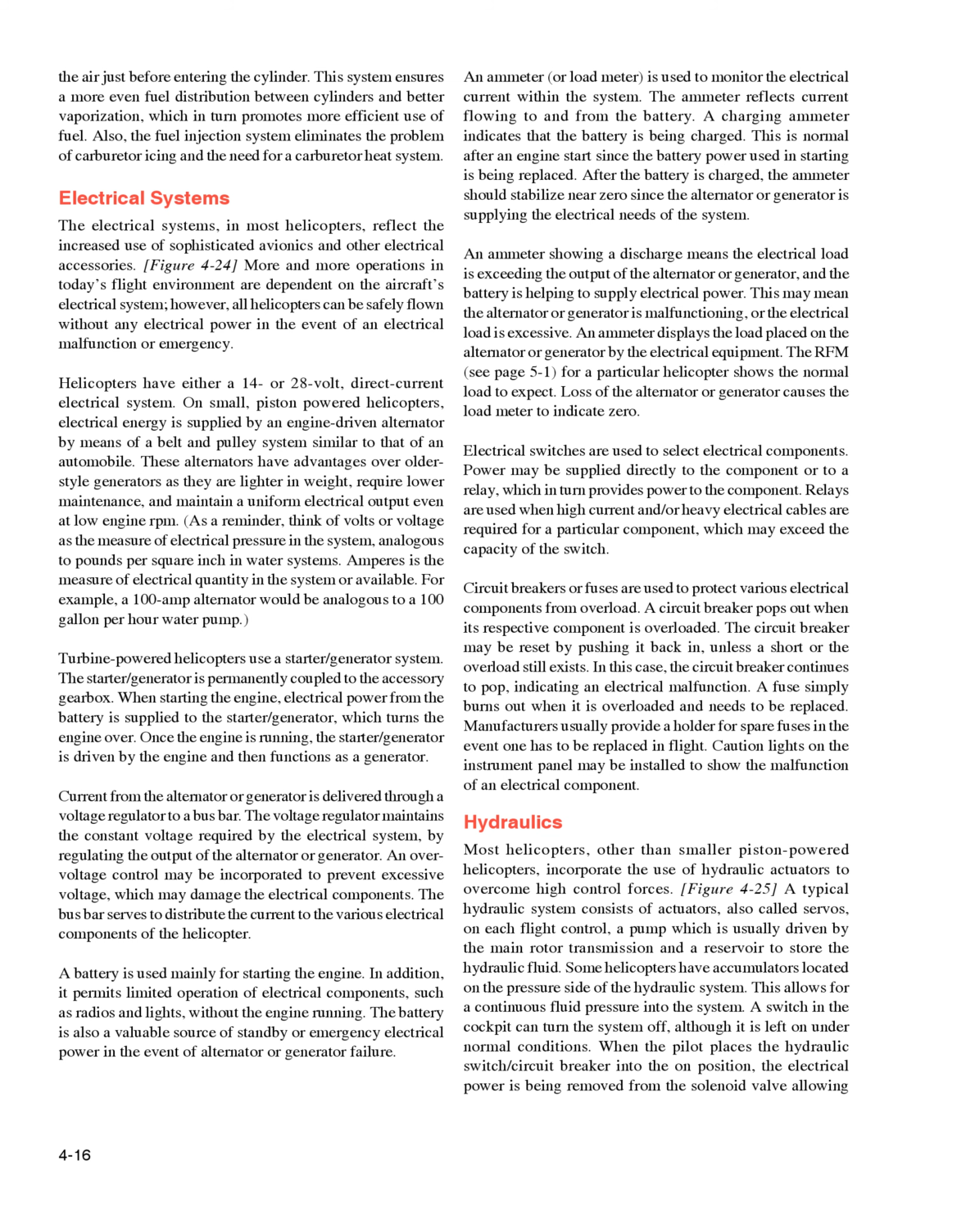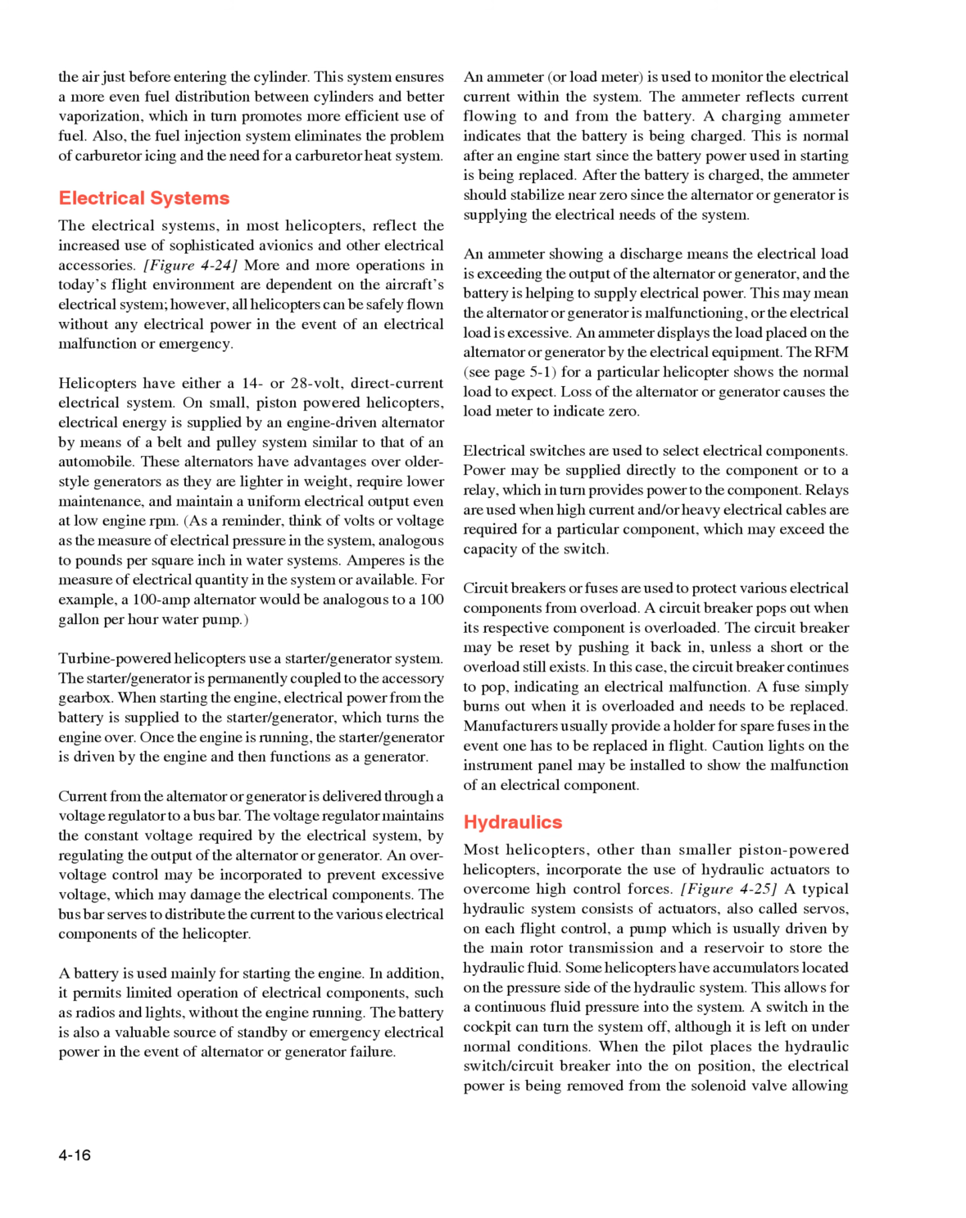Helicopters have either a 14 or 28 volt, direct current electrical system. On small, piston-powered helicopters, electrical energy is supplied by an engine-driven alternator by means of a belt and pulley system similar to that of an automobile. These alternators have advantages over older-style generators as they are lighter in weight, require lower maintenance, and maintain a uniform electrical output even at low engine RPM.